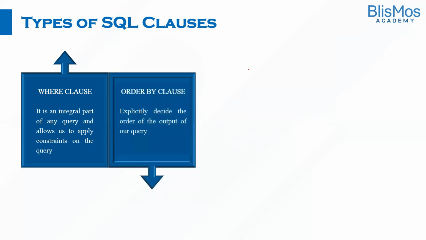We have the ORDER BY clause. So whenever we are analyzing, we want to see the results either in ascending or descending or some order you want. The ORDER BY clause will explicitly decide the order of the output of our query.